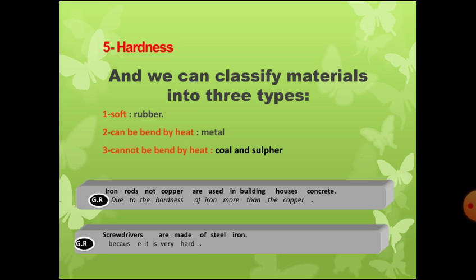Give reason. Iron rods, not copper, are used in building houses' concrete. Why do we use iron, not copper, in building houses? The answer: due to the hardness of iron, which is more than copper. Number two, give reason. Screwdrivers are made of steel iron. Why do we use steel iron in making screwdrivers? Because it's very hard.